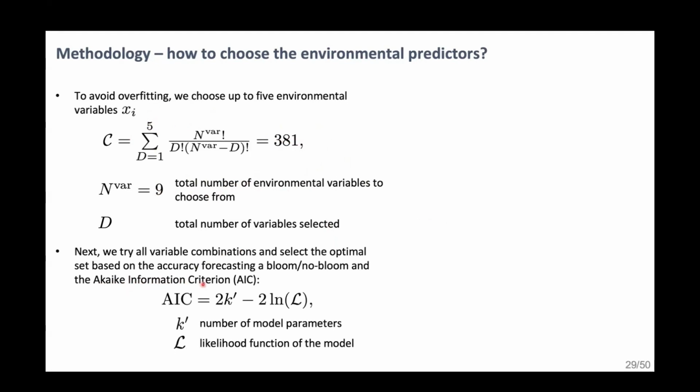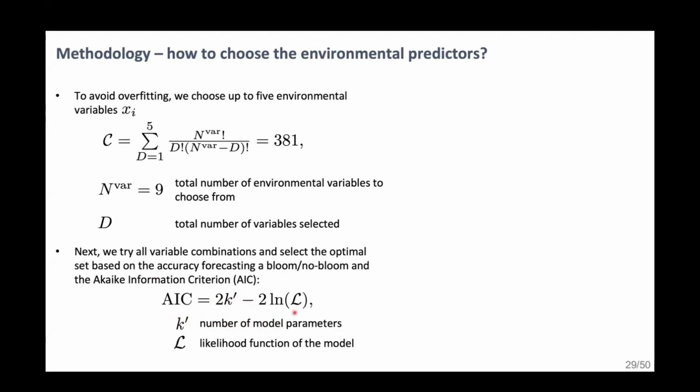What this does, it's a measure of the balance between model complexity on the one hand and the likelihood function of the model. The first term is a function of the number of model parameters, so it's the complexity of the model. The higher the number of model parameters, the higher the complexity, the larger the AIC.